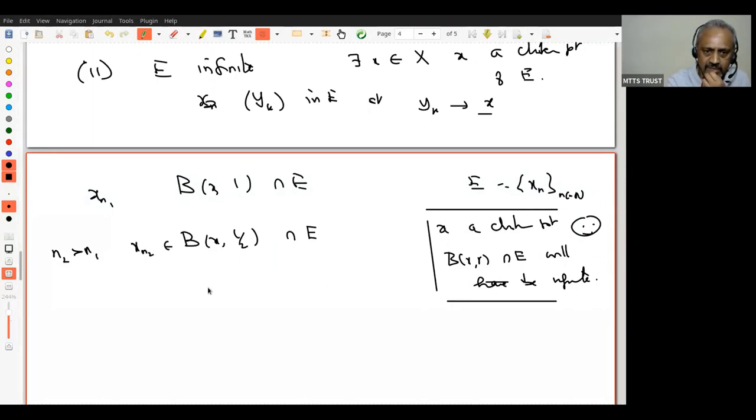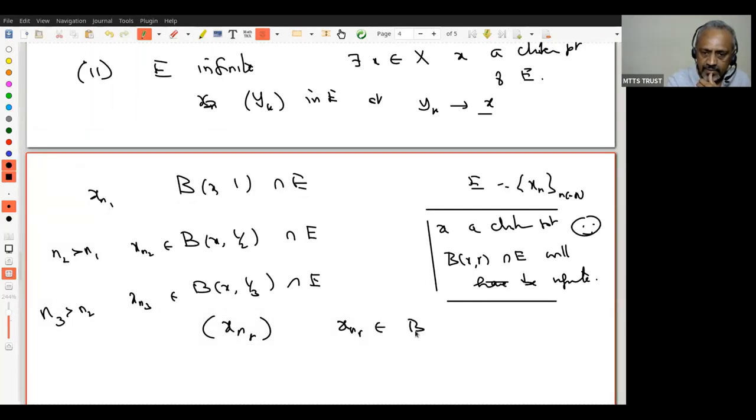Next, B(x,1/3) intersection E. Again, for the same reason, this is an infinite set of terms from the sequence. Therefore, there is an n3 greater than n2 so that x_{n3} lies here. You understand? Therefore, I construct a sequence x_{n_r} so that x_{n_r} lies in B(x,1/r). That means the distance between x_{n_r} and x is less than 1/r. What does that mean? x_{n_r} converges to x.